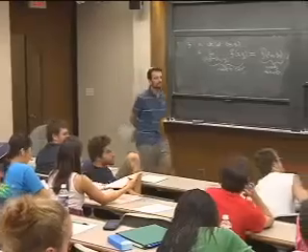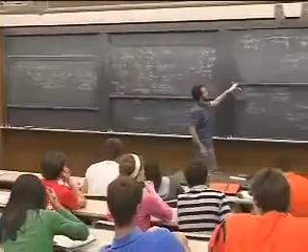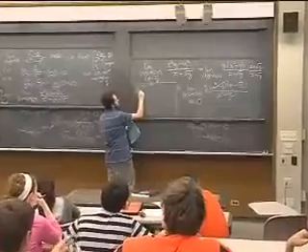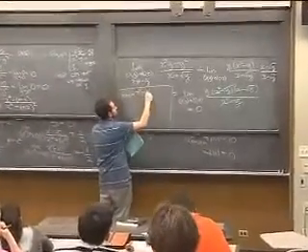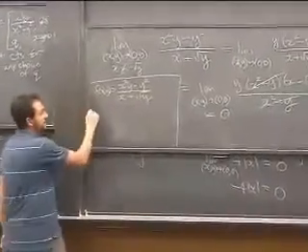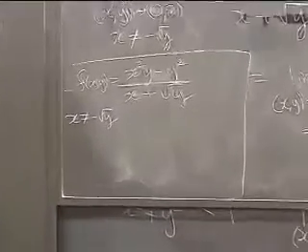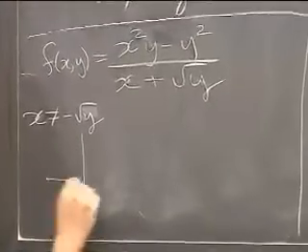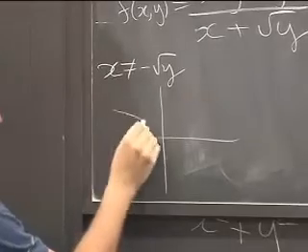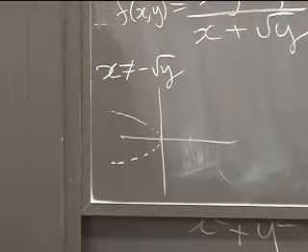Question? Why is that considered continuous? All right, so here, if I have this function, f of x, y equals x squared y minus y squared over x plus root y, and I want the domain to be x not equal to root y. That's not allowed because the denominator would be 0. So that corresponds to minus root y having to be positive, so that corresponds to this not being allowed.